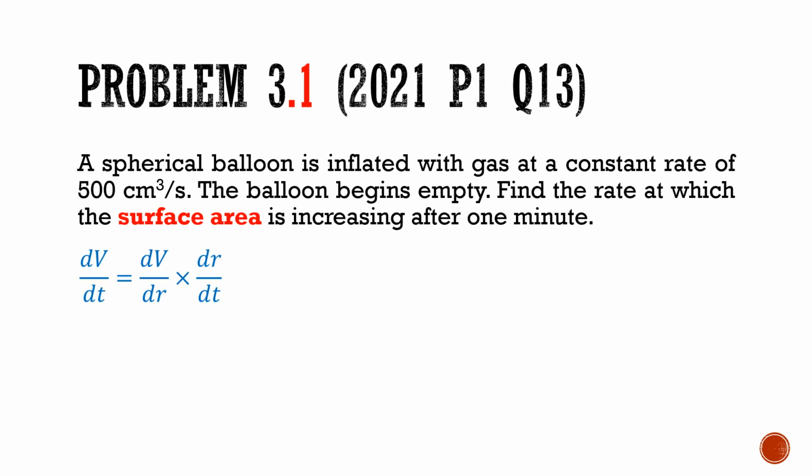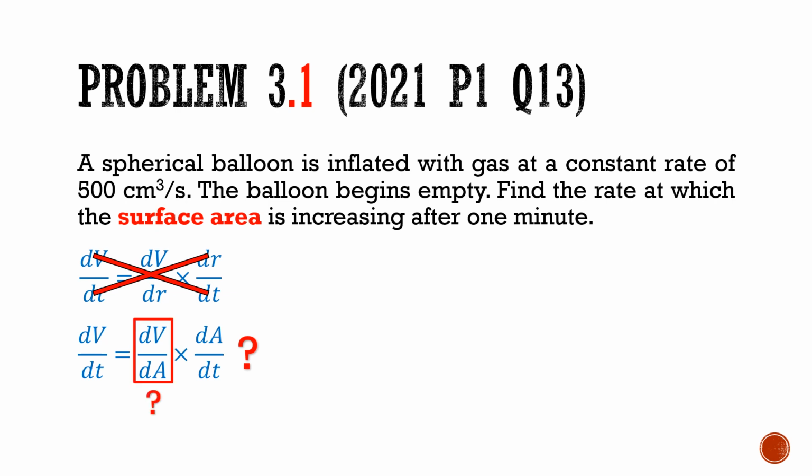Now, if we look at the previous chain rule, we know we can't apply this because now we want to find the rate of increase in surface area, not radius. So perhaps we can just swap the radius for area. We'll get this new chain rule, but it introduces a new problem. We do not know how volume is connected to surface area. How do we find the dV/dA unless we have an equation in V in terms of A?